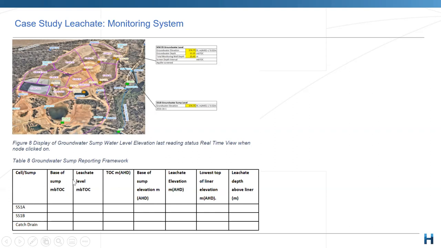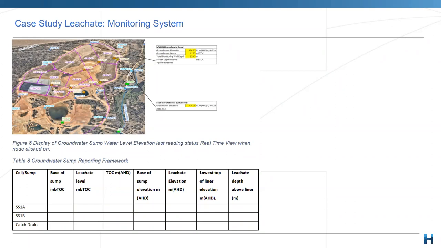The parameters in the table at the bottom are important to note, right? So you need to know the depth of your sump. And the depths of sumps do change, believe it or not, as they fill up with stuff. So it's always good to know what the depth is. They can get clogged up. Then we need to measure our leachate level, and MBTOC stands for meters below top of casing. We then need to survey the top of casing to get this against a datum, which we call meters Australian Height Datum or meters AHD.